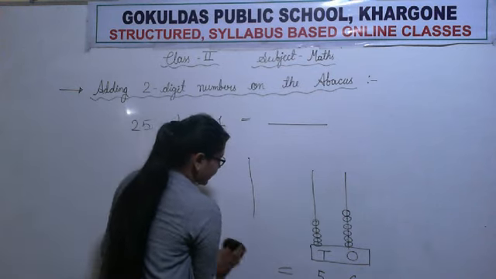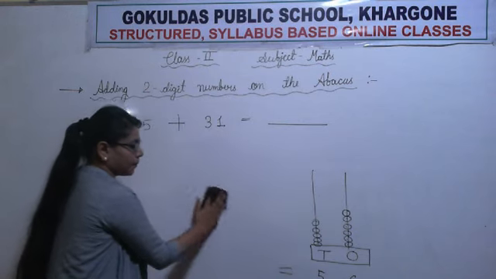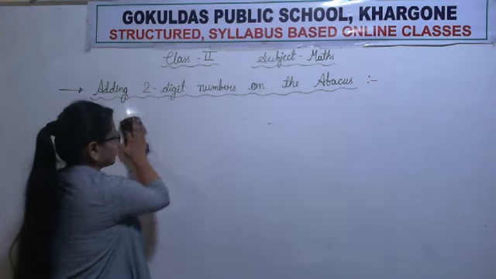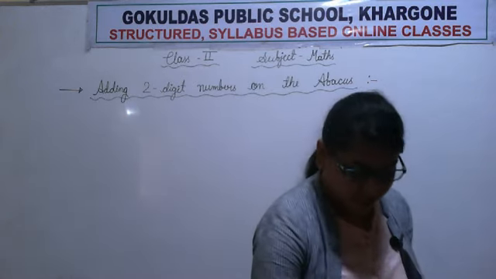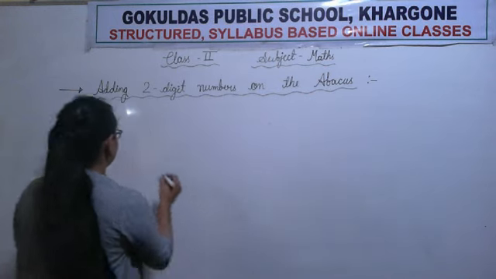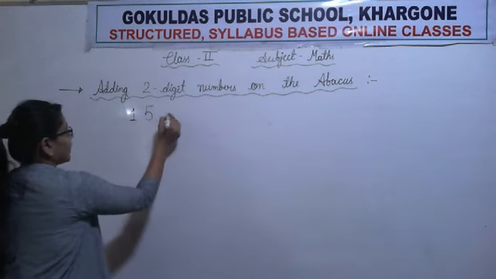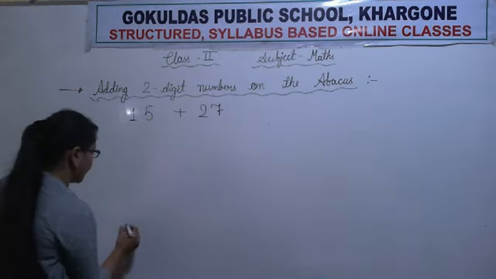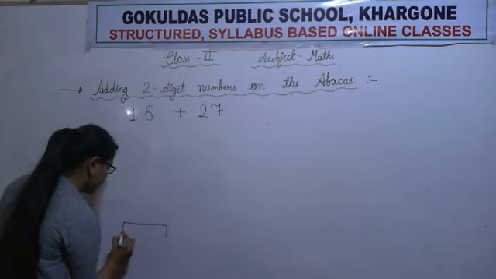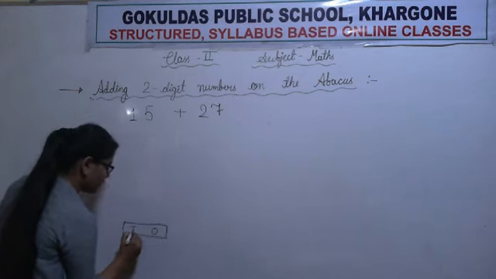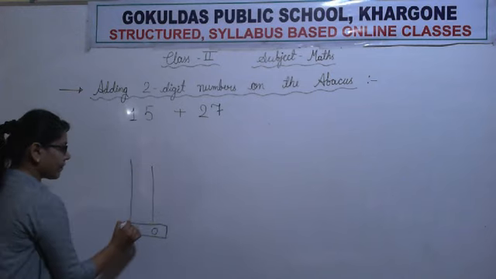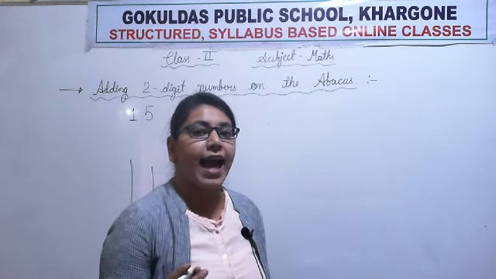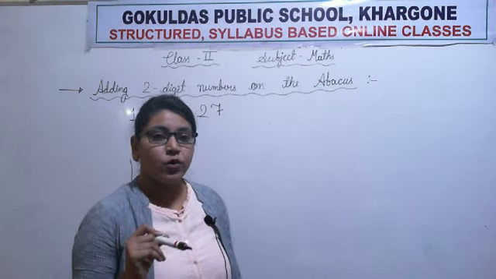Now we'll take another example for your better understanding. And 27. For them also we will make abacus first. This is how we make abacus. Ma'am is doing it by free hand, but you will not do it by free hand. You will make it by using a ruler scale.